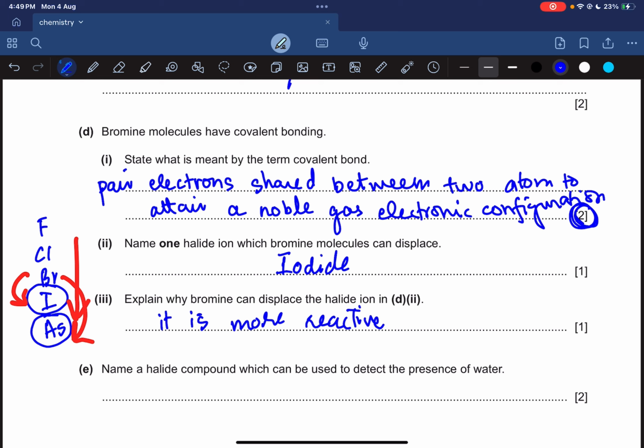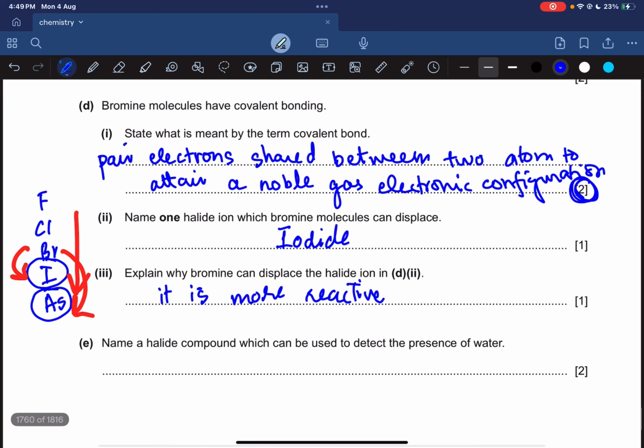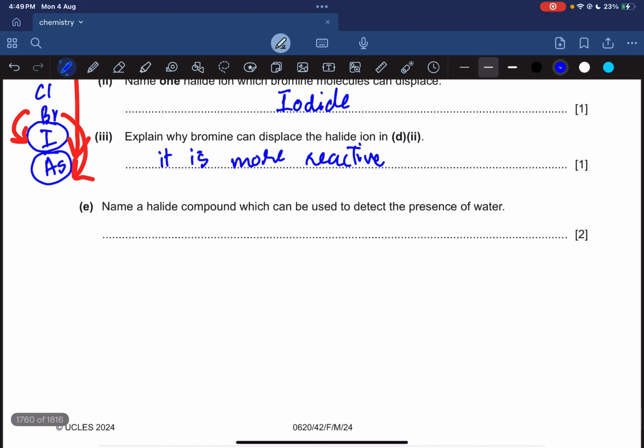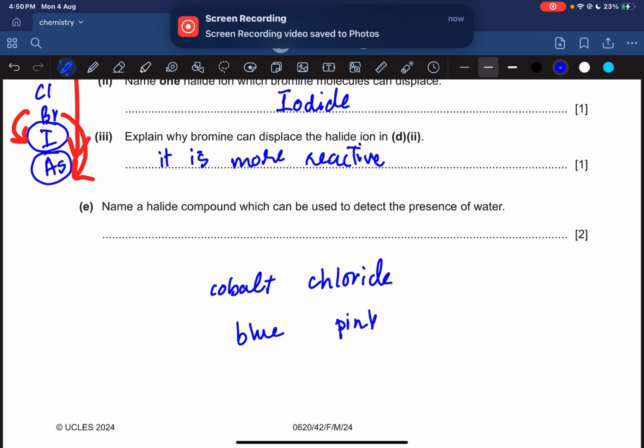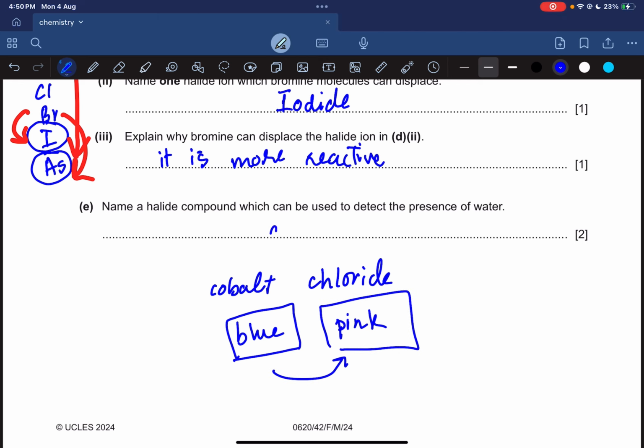Name a halide compound which can be used to detect the presence of water. So you use cobalt chloride. I hope you remember, use cobalt chloride in detecting the presence of water. It turns from blue to pink. And since it turns from blue to pink, we know that water is present. So the ion is going to be chloride ion. You might think of copper 2 sulfate, but copper 2 sulfate does not contain a halide ion. So no.